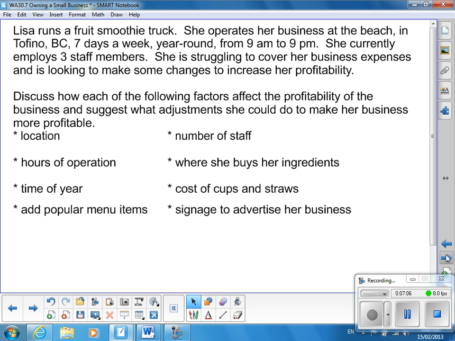So taking a look at where she buys her ingredients and her cups and straws, is there a place she can buy that a little cheaper? And the signage to advertise her business. Maybe she could put a sign on her truck, put signs up around the community to try and increase business.